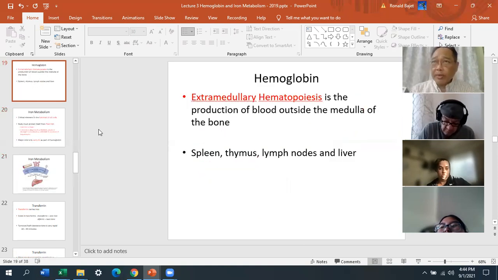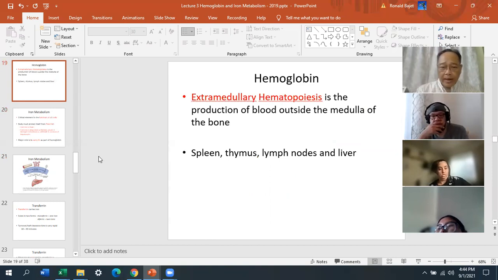So extramedullary means outside of the bone marrow. So there's production of blood outside of the medulla of the bone. And those areas where hematopoiesis takes place are the spleen, thymus, lymph nodes, and the liver. Hematopoiesis actually takes place in these areas. You'll be asked that, by the way. What are some extramedullary locations? And you'll answer spleen, thymus, lymph nodes, and liver.